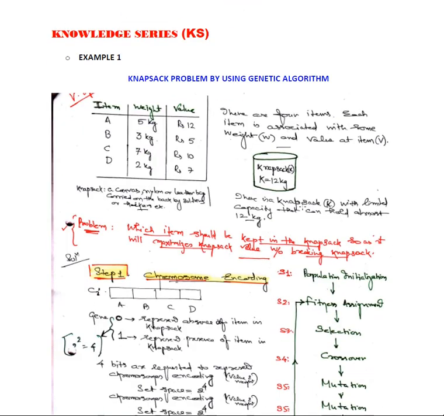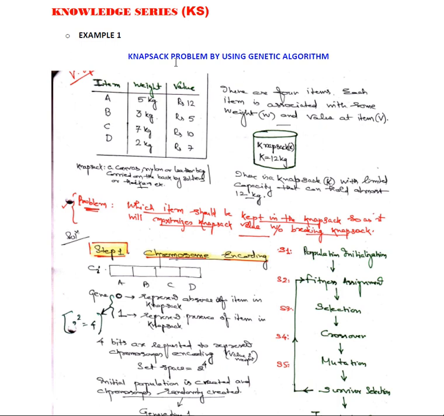Now in this example which you are seeing, the knapsack problem of a genetic algorithm, you can see a table on the left side. Items are given: A, B, C, D. Weights are given as 5 kg, 3 kg, 7 kg, 2 kg for the items A, B, C, D, and every individual item's value is given. A item 5 kg, rupees 12; B item 3 kg, rupees 5; C item 7 kg, rupees 10; D item 2 kg weight and 7 rupees.